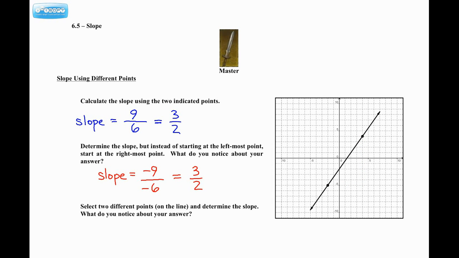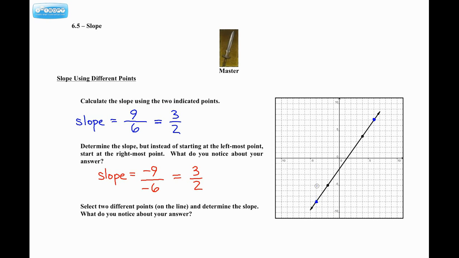All right, lastly it says select 2 different points on the line and determine the slope. What do you notice about your answer? So we're just going to do this exercise again, but I'm going to select 2 different points. You don't have to choose the same points as me, but I'll choose this one because it's easy to read, and this one. So they're quite far apart, but they're still on the line. All right, so let's determine the slope. So we need the vertical change. I'm going to go left to right again.